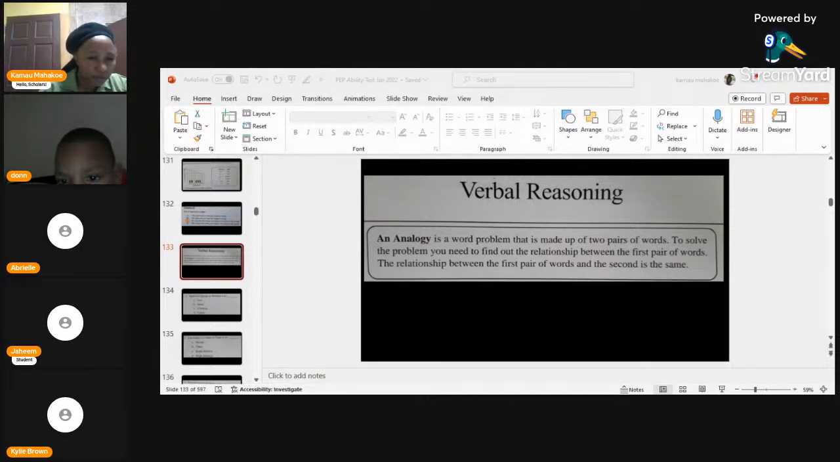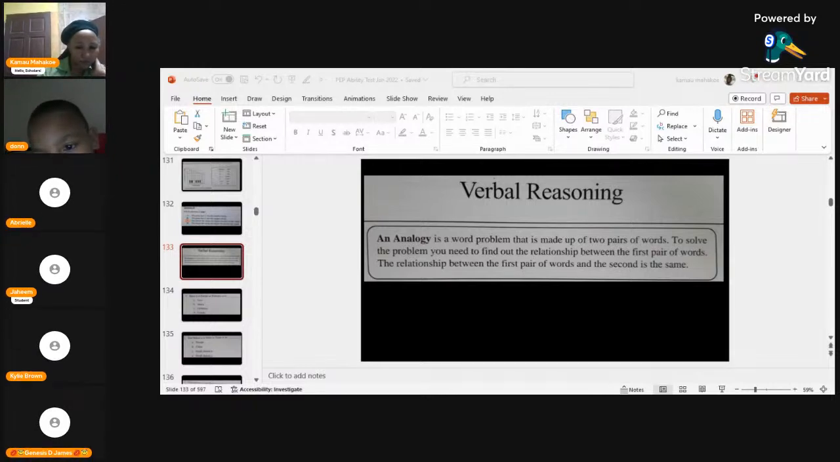Verbal reasoning. An analogy is a word problem that is made up of two pairs of words. To solve the problem, you need to find out the relationship between the first pair of words. The relationship between the first pair of words and the second is the same.